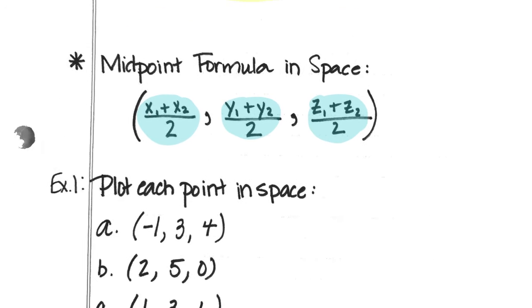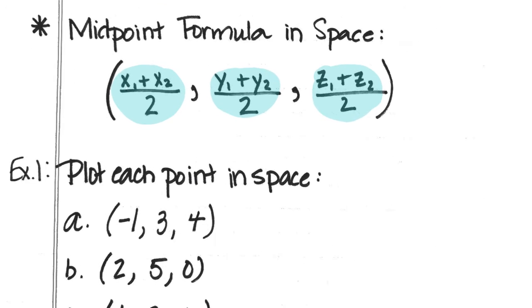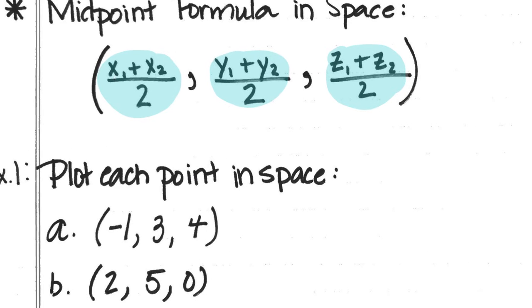Now, the first question is asking us to plot these in space. Do you like that word, in space? So we have to learn. The first thing that we have to do is draw our x, y, and z. So it's going to look a little different this time. This is actually our z. The z shoots straight up.